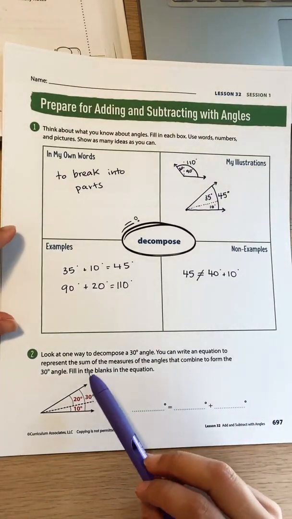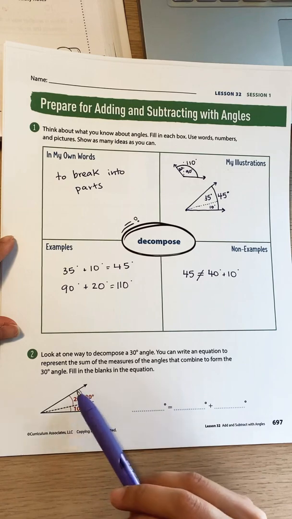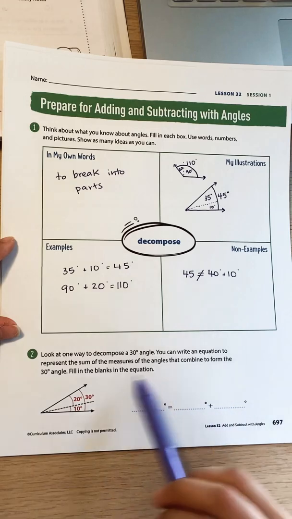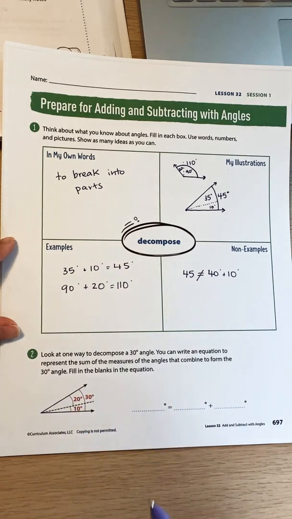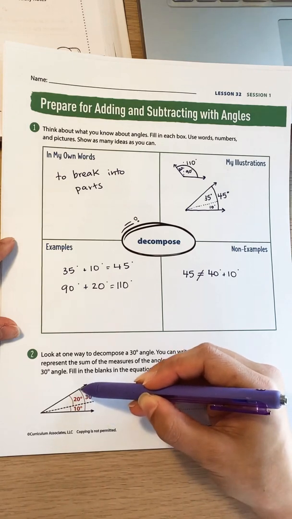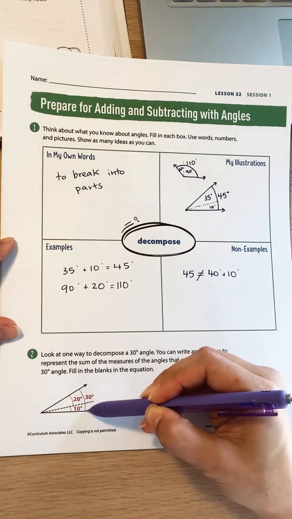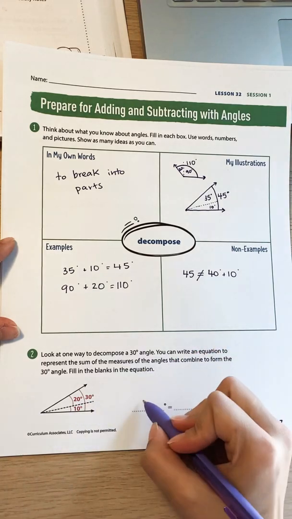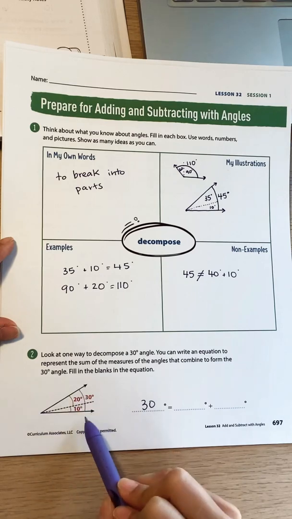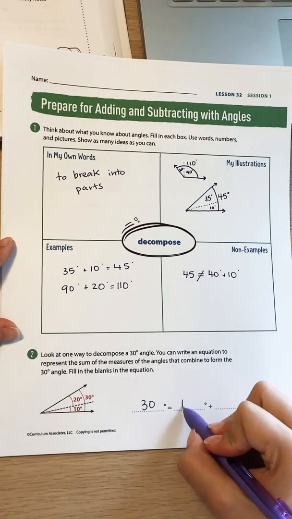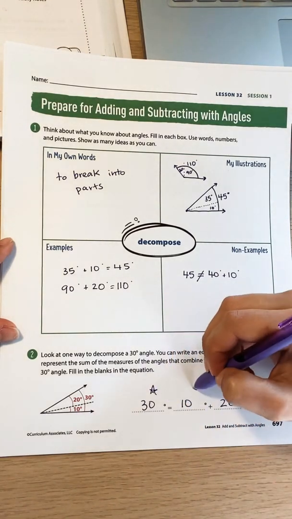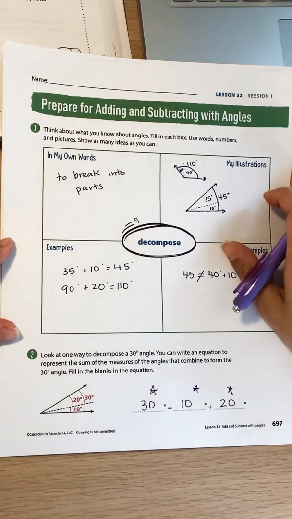Okay, look at one way to decompose a 30-degree angle. You can write an equation to represent the sum of the measures of the angles that combine to form the 30-degree angle. Fill in the blanks of the equation. So using this picture, the total angle it shows is 30 degrees from the top ray to the 0-degree ray. 30 degrees equals, and what are my two smaller angles that it was decomposed into? There's 10 degrees plus a 20 degrees. Done. 3 stars. Because there's 3 blanks.